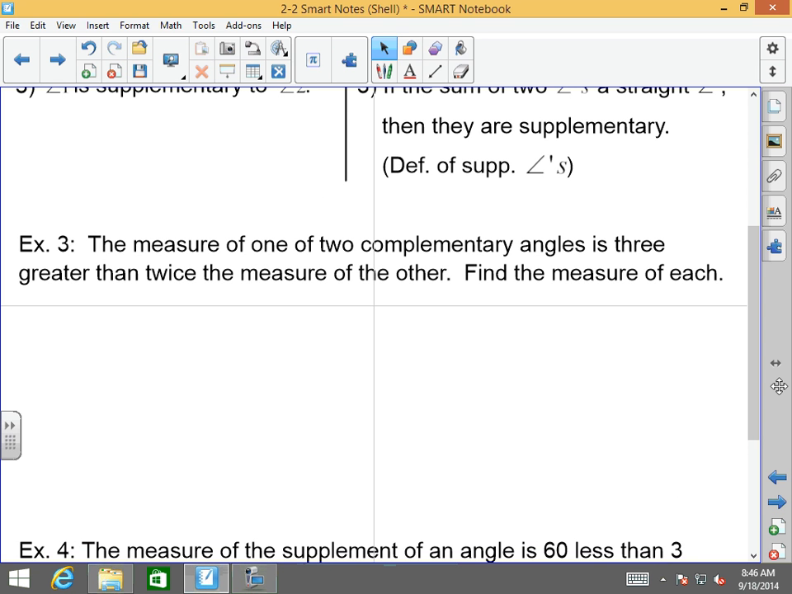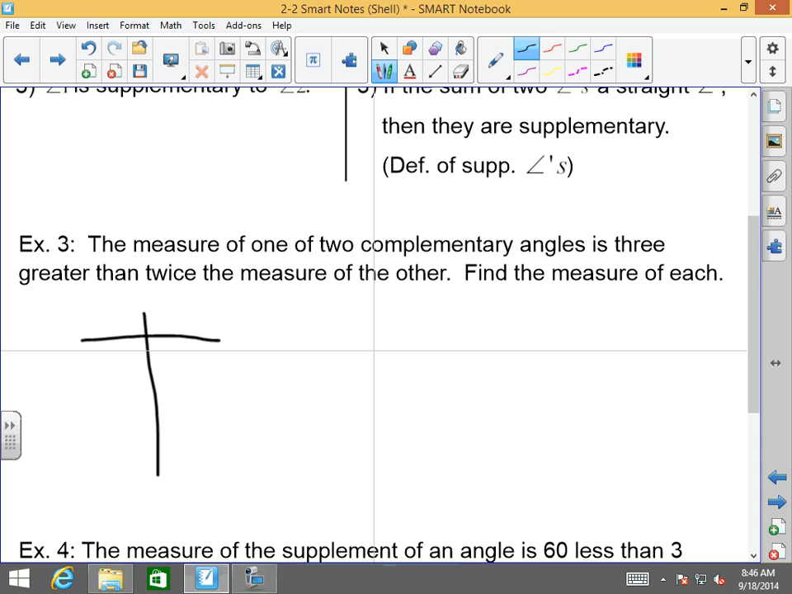The measure of one of two complementary angles is 3 greater than twice the measure of the other. Find the measure of each. Before you get all crazy, let's think about this. You're going to have two angles. One of them is going to be the complement of the other. So let's make a table. So we'll go angle 1 and angle 2. The measure of one of two complementary angles is 3 greater than twice the measure of the other.